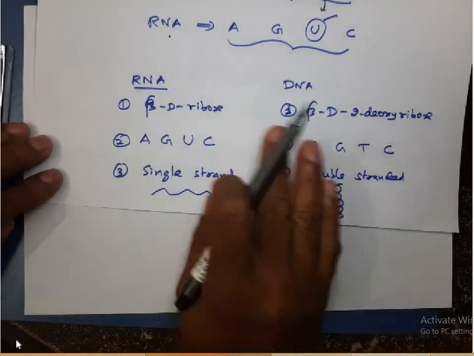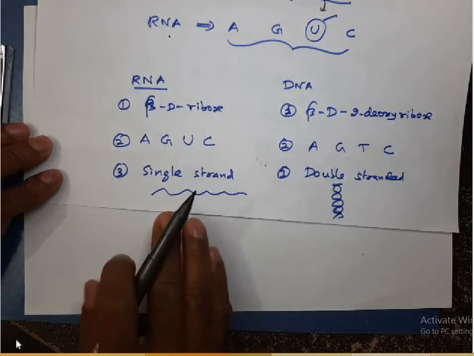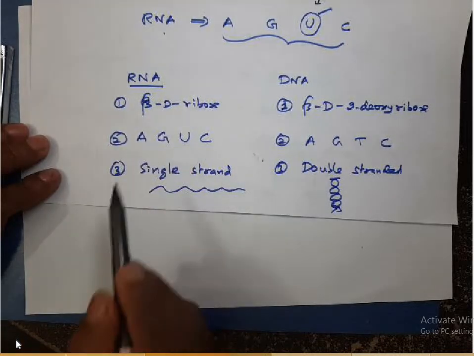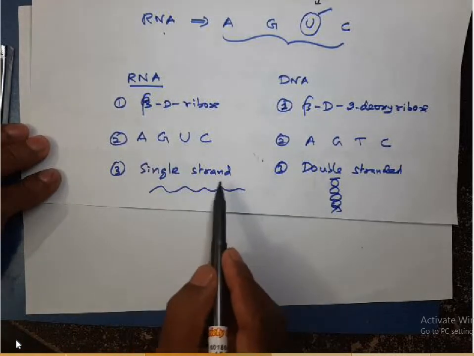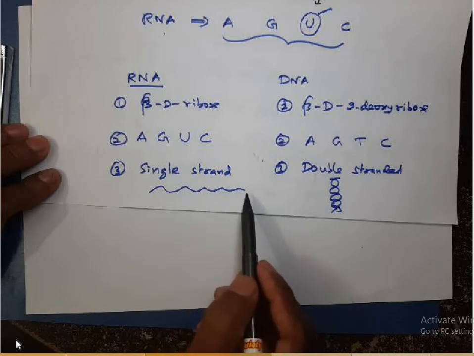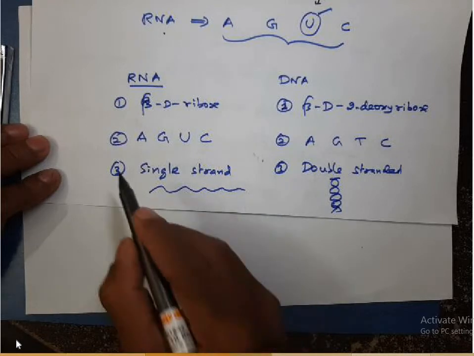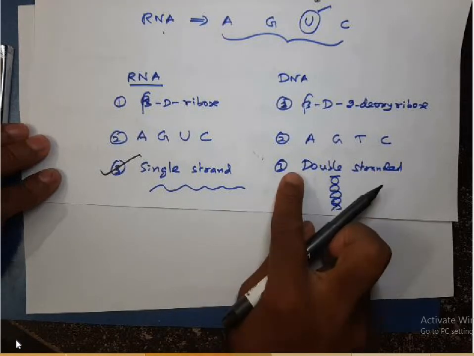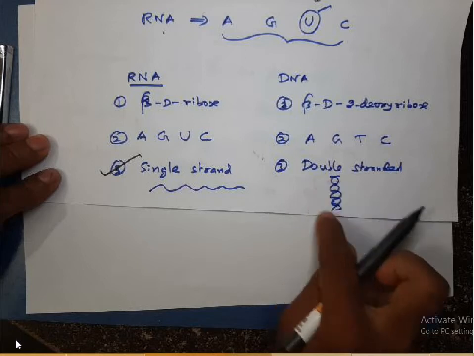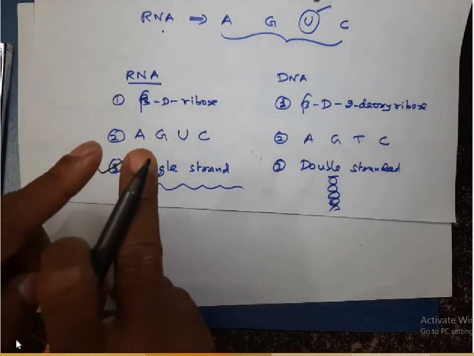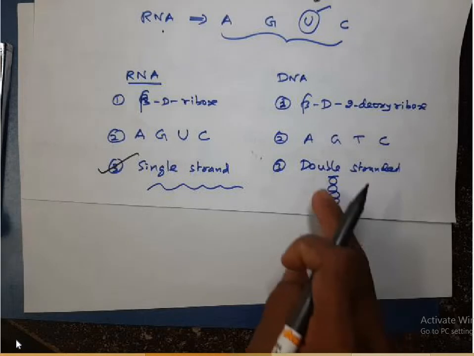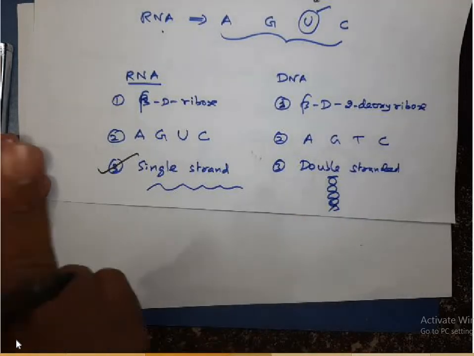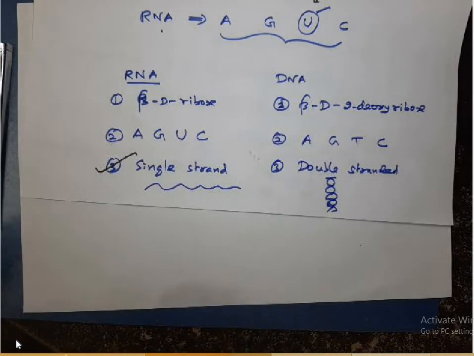And what is the basic difference between RNA and DNA? So far, we discussed sugar and bases. Based on these two, I am going to say RNA is single strand. It contains a single polynucleotide chain, whereas DNA is double-stranded. Okay, 2 chains, they wound around each other and exist like this. This is called double-stranded. Double-stranded means 2 polynucleotide chains. They wound around each other.